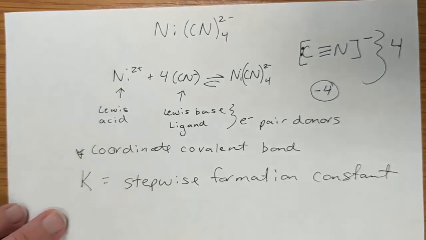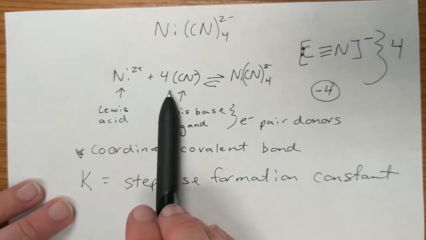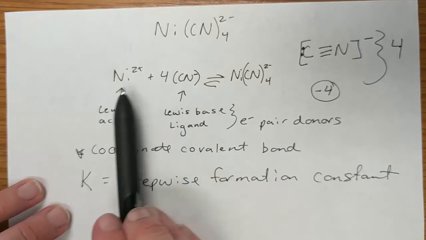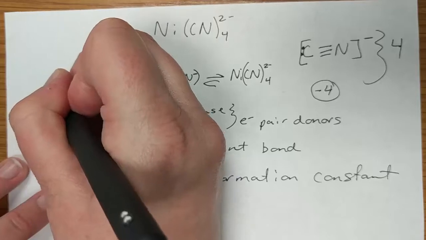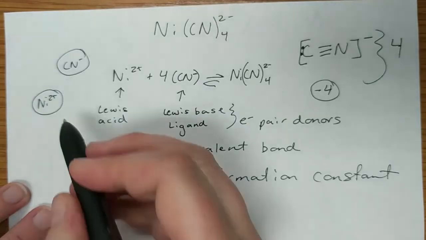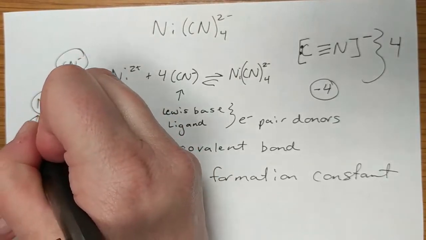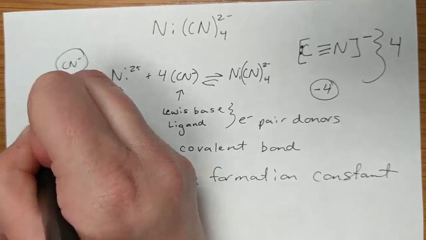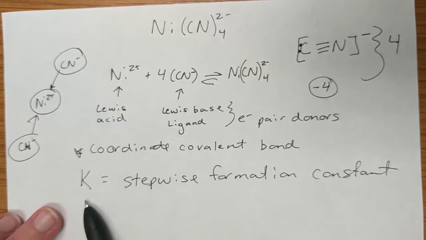Okay, and the idea is it's called stepwise because typically you wouldn't think that all 4 of these cyanides would come and surround the nickel all at the same time. So if you have a nickel 2+ atom in solution, typically you're going to have a cyanide that's going to come in and say, hey, can I bind with you? And form a coordinate covalent bond. And then another one might come in. But typically these do not all come in all at the same time. And so because of that, when you're really dealing with the Ks that we've dealt with before, you're talking about what happens in a single step.